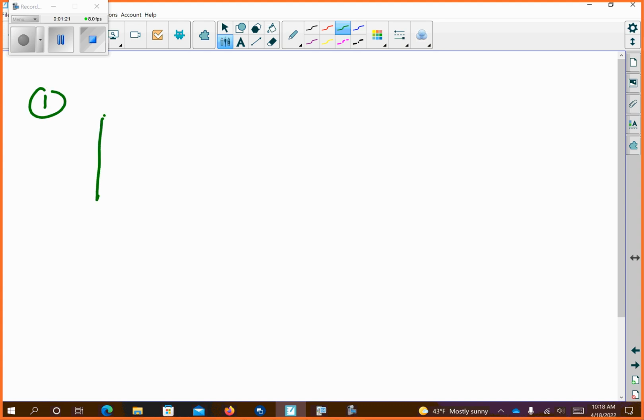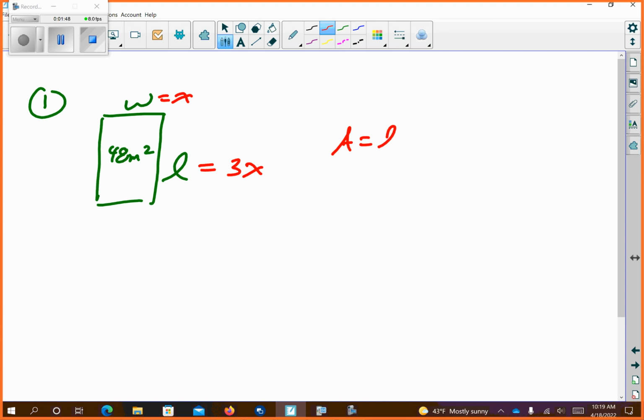So the area of a rectangle. We have a length, we have a width. It says the area of a rectangle is 48 square meters. Okay, so that's the area. And then they tell us, hey, if the width is x, then the length is 3 times the width. Okay? So we have to know, and I will give you the area equation. Area of a rectangle is length times width. The only types of word problems you'll see will deal with the areas or perimeters of rectangles.